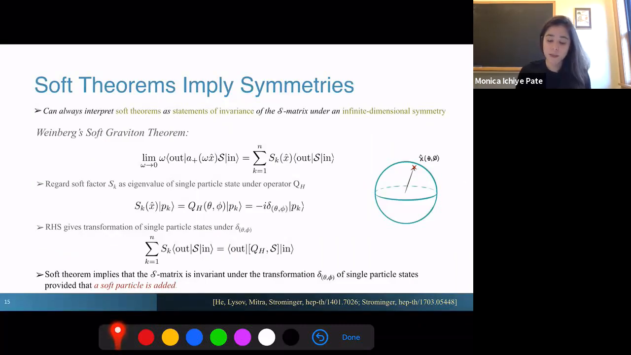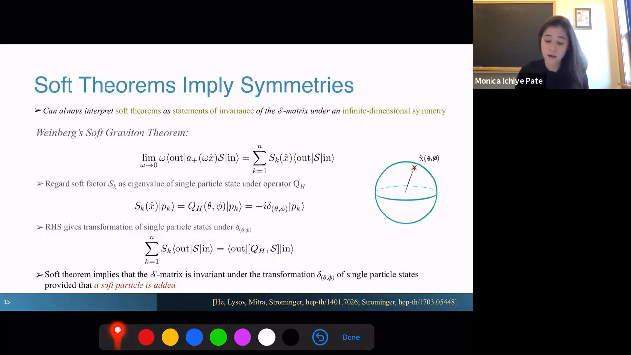So the first step is to regard this soft factor as the eigenvalue of a single particle state under the action of an operator, which we denote QH to signify a hard charge, that implements a transformation, delta, that depends on the direction, theta phi, towards which the soft graviton propagates. So then this right-hand side can be interpreted as the net transformation of single particle states that comprise the scattering state under the transformation delta theta phi that is generated by this hard charge.